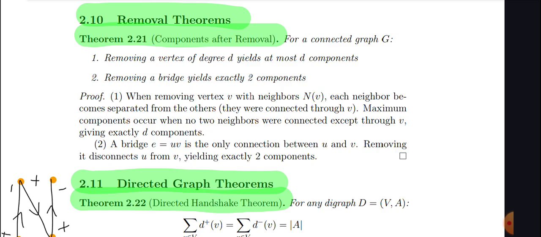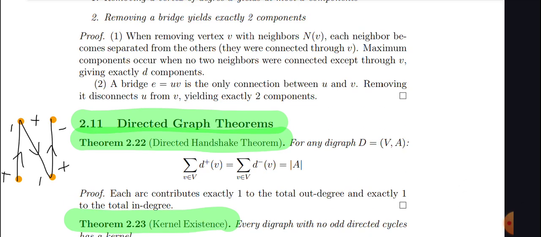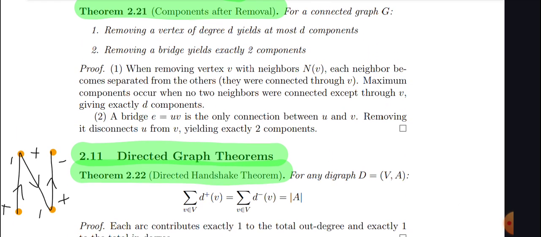Yes. This one states that the sum of all out degrees equals the sum of all in degrees, and both sums equal the total number of arcs. Because every single arc has a start point and an end point. It contributes exactly 1 to an out degree count and exactly 1 to an in degree count. Correct. This ensures the total input activity equals the total output activity across the whole network.